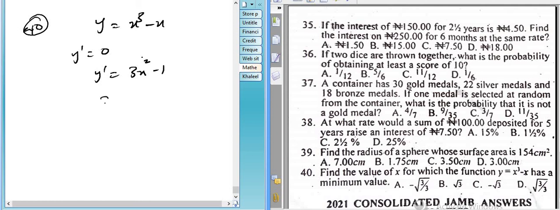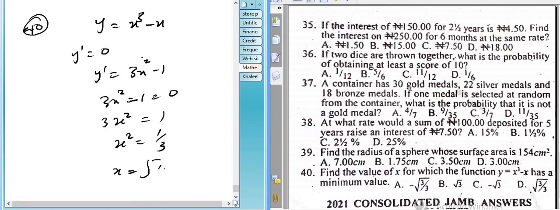Y is equal to x cubed minus x. Okay, so differentiate this and equate it to 0. So y prime is going to be equal to 0. Y prime is equal to 3x square minus 1, then 3x square minus 1 is equal to 0, then 3x square is equal to 1, then x square is equal to 1 over 3, then x is equal to root of 1 over 3.